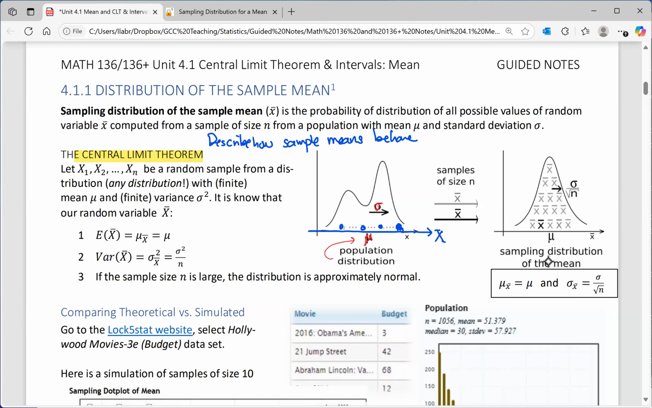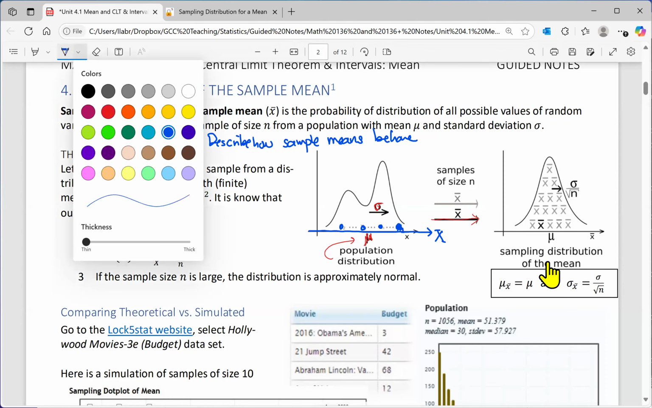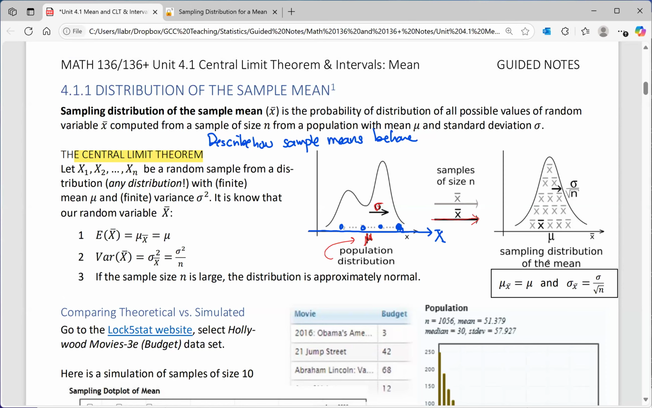So if this is the population, I can say, well, from that sample, I will compute a specific sample mean. And that's this sample mean right here from that first sample. Now if I repeat that, I get my sample mean, x bar, the blue one. And then you just repeat it over and over again.